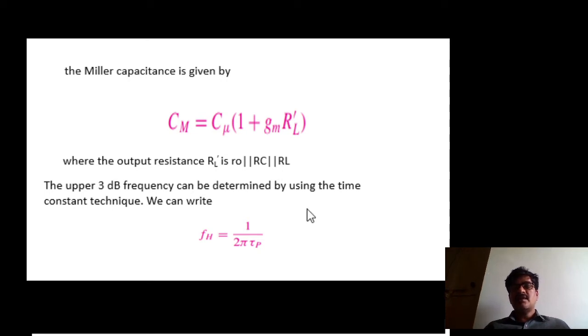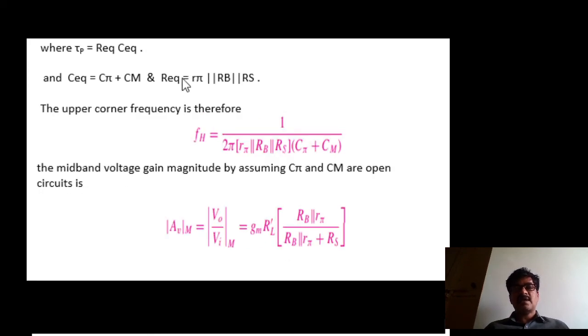And using the time constant technique, you can write out the corner frequency, or upper 3 dB frequency, or higher cutoff frequency, as fh equal to 1 by 2 pi tau p. This is with the time constant technique. You can express the corner frequency like this, where tau p is the product of equivalent resistance and equivalent capacitance.